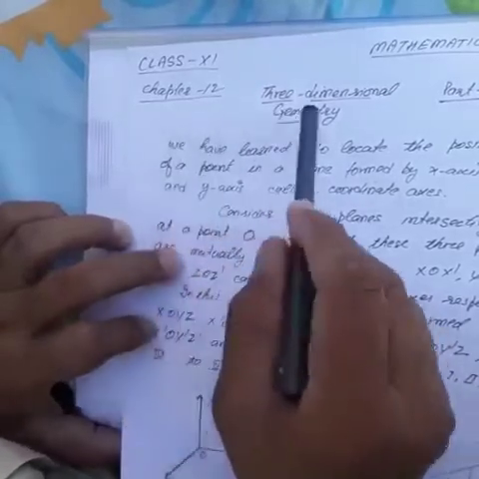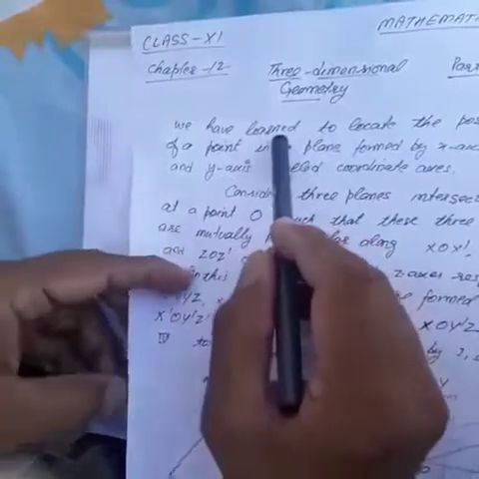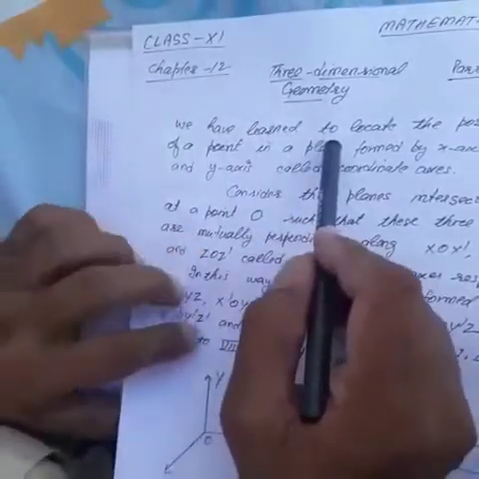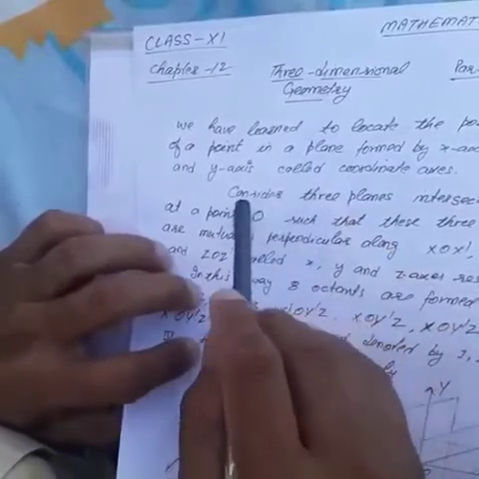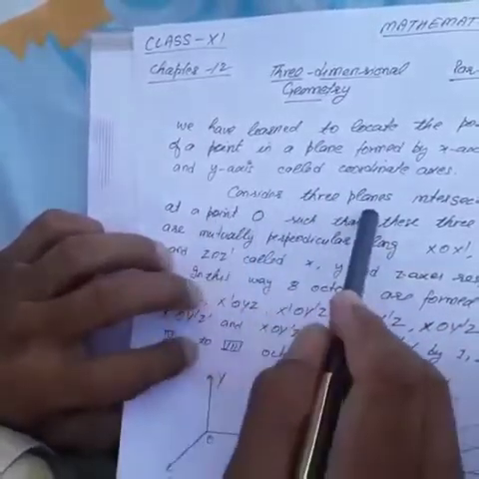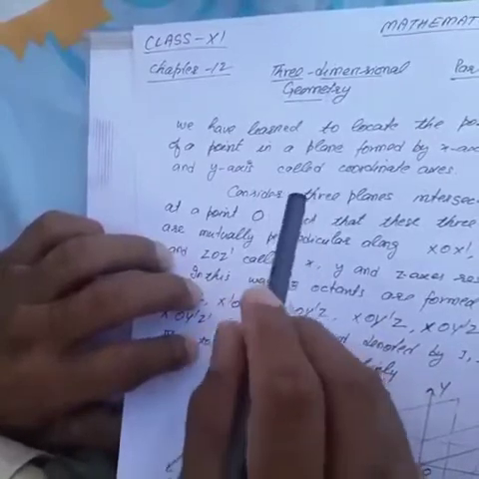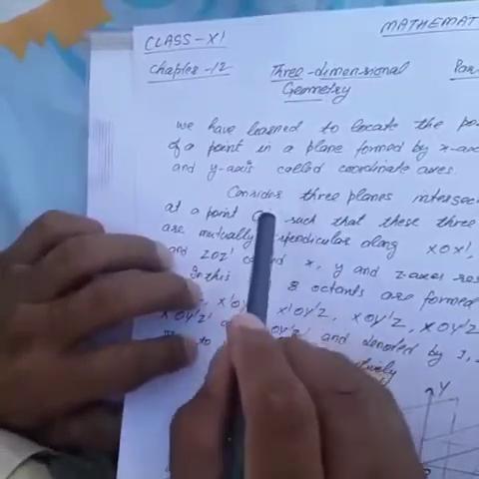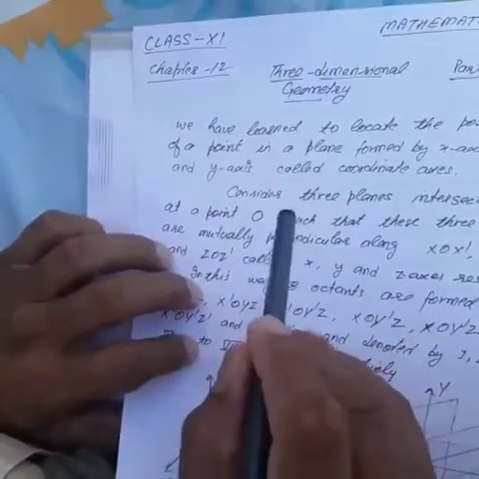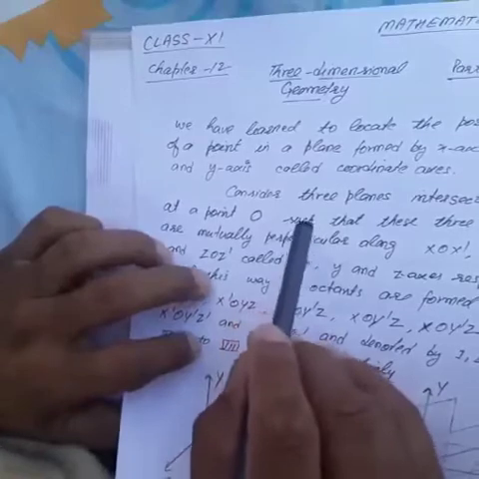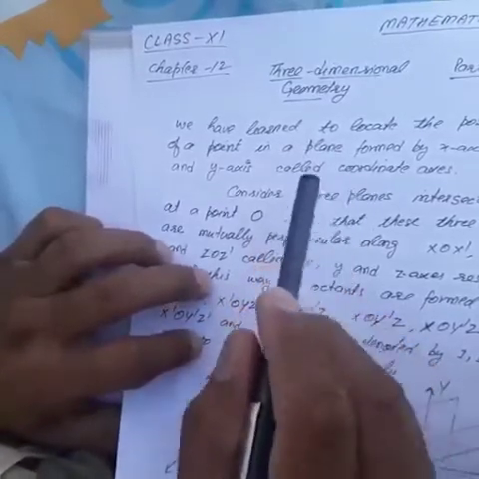This is chapter 12 of NCERT. Till now you have done two-dimensional geometry, which can be drawn on paper, so in that we have x-axis and y-axis. Now it is three-dimensional, so a third dimension is going to be added, and we will have x-axis, y-axis and z-axis. So we had two axes in two dimensions, x-axis and y-axis, and now z-axis makes three.